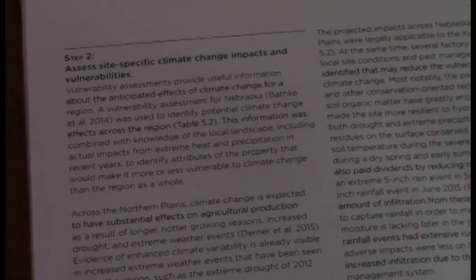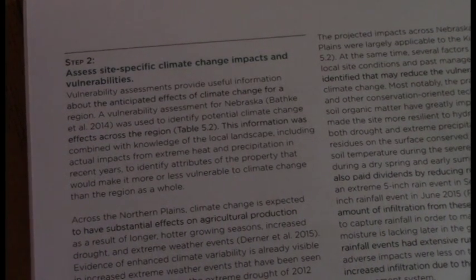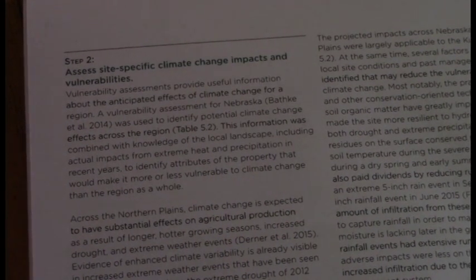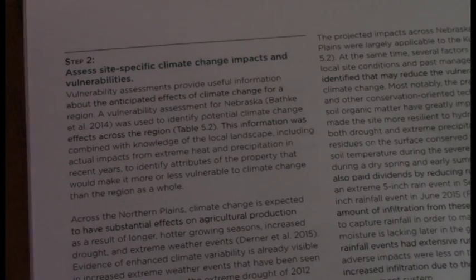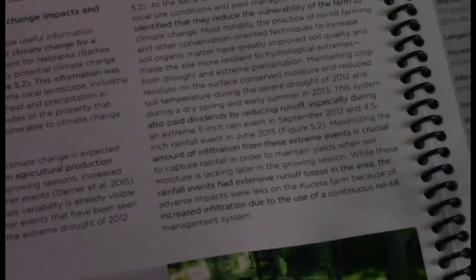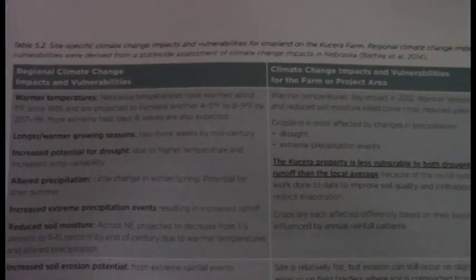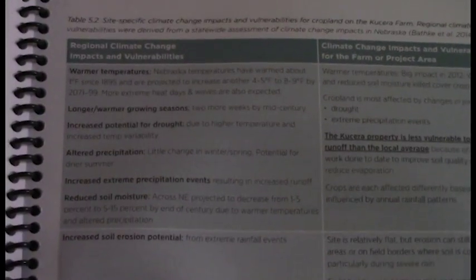And then just going back again, you can see how it talks about step 2, which we saw in the beginning, which was assessing site-specific impacts and vulnerabilities, and it has pictures, and then it goes through the regional impact.